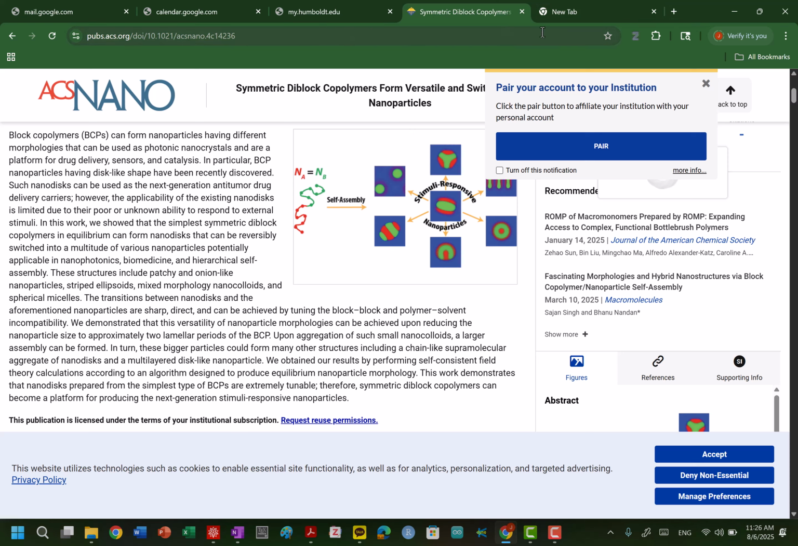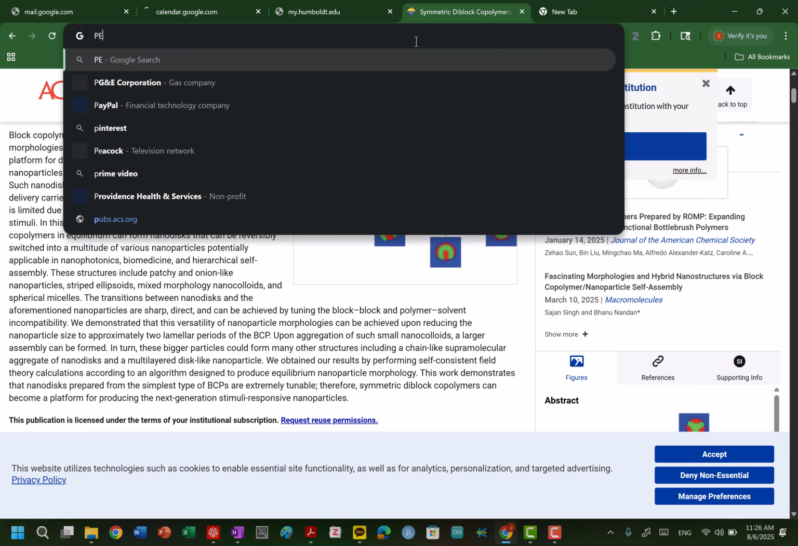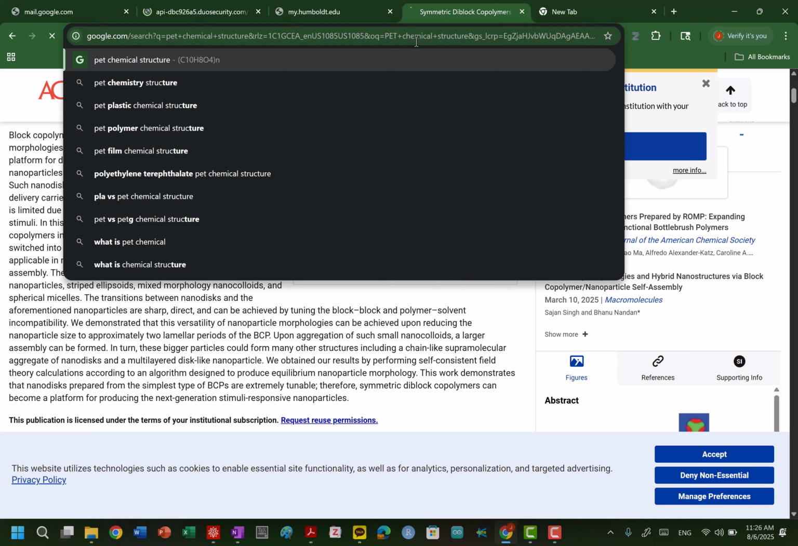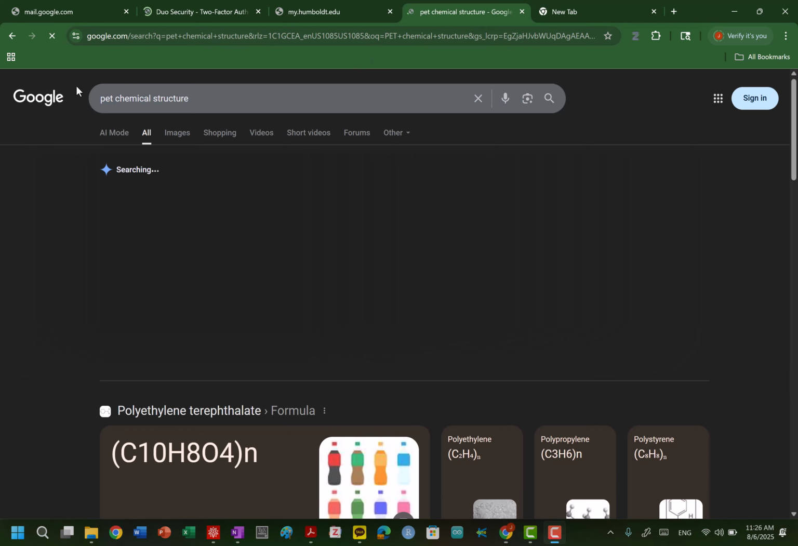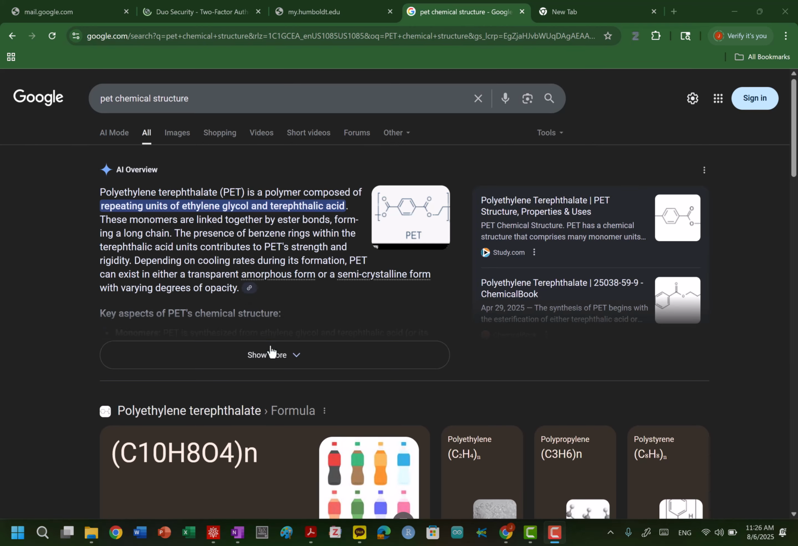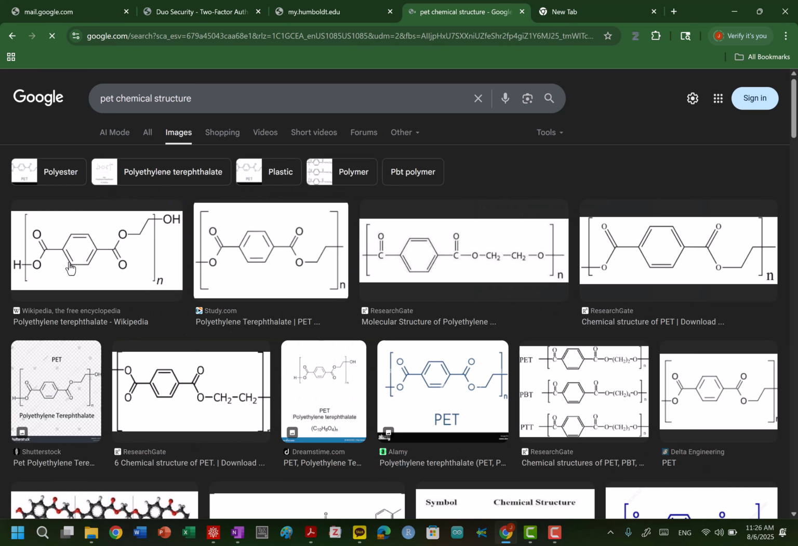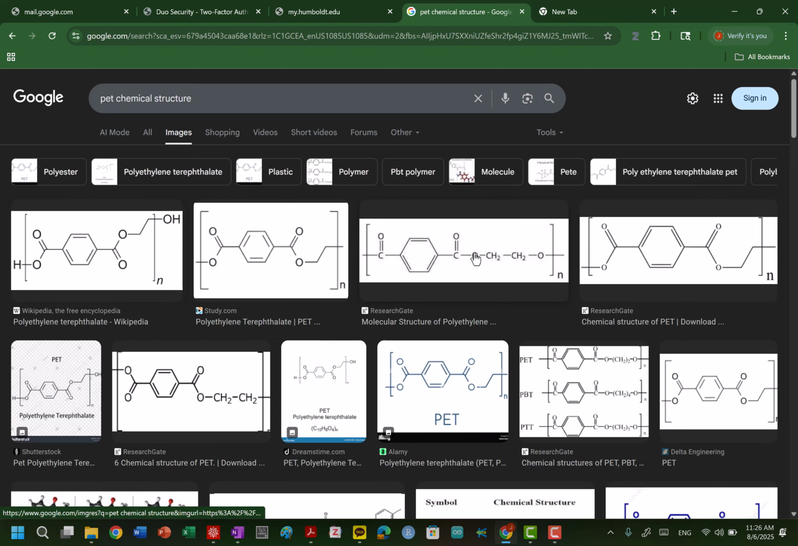So one last, it's saying PET. PET chemical structure. So let's go ahead and look at PET chemical structure. PET is a polymer. It's polyethylene terephthalate. You can see that here. It's exactly your soda bottles. So we see this molecular structure here. There's lots going on here.